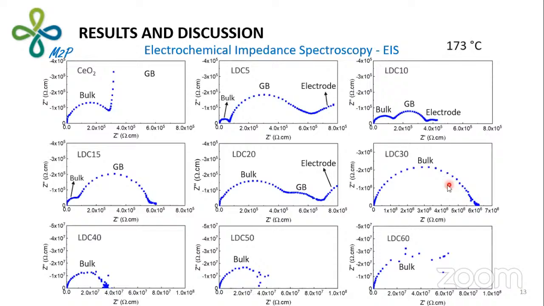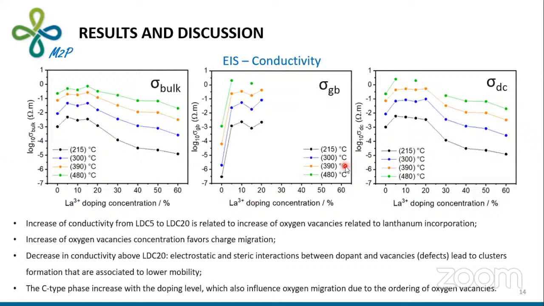We used the ZView software to perform the modeling using equivalent circuits, and we obtained the conductivity for the different components. We can see that the conductivity increases from 5 to 20%, and it is related to the increase of oxygen vacancies concentration. And above 30%, the conductivity decreases due to electrostatic and steric interaction between dopant and vacancies that lead to cluster formations, and it decreases the ionic mobility.